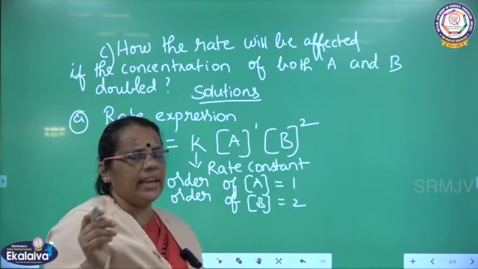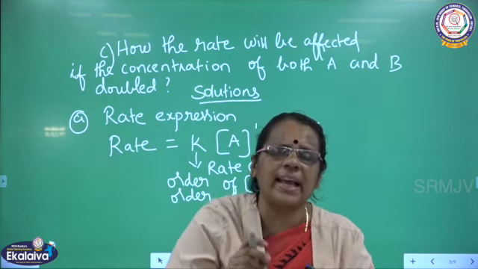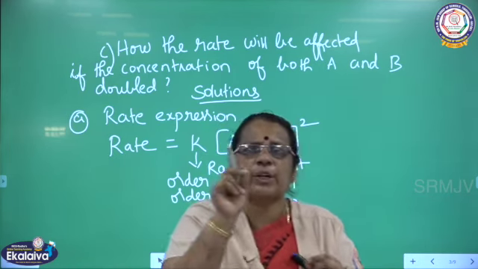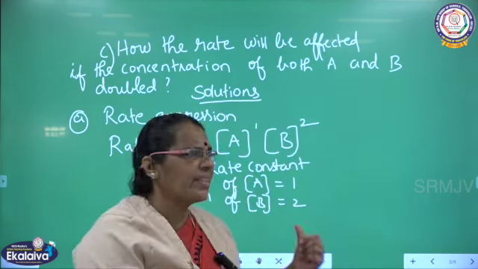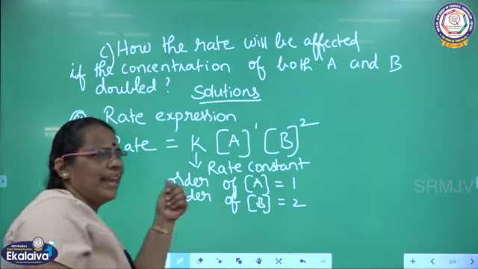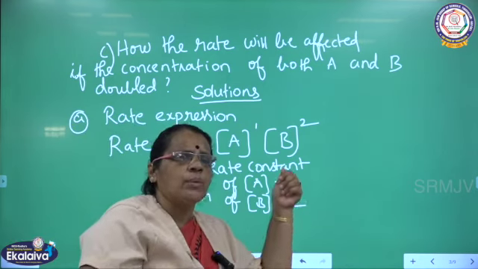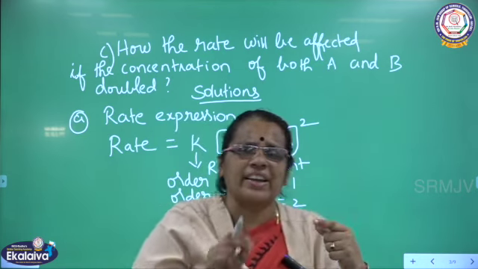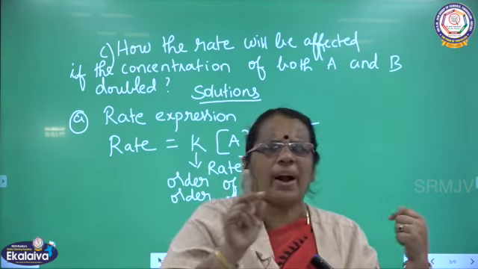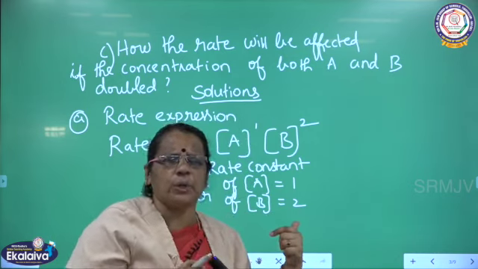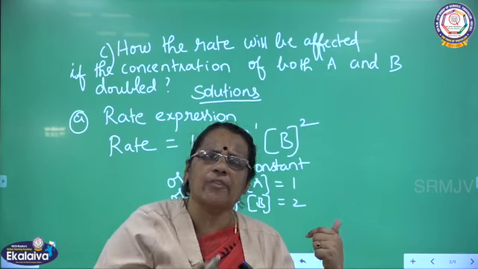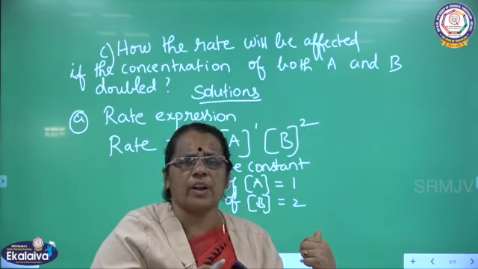So we have written the rate expression for the reaction. With respect to A, the order is 1 and with respect to B, the order is 2. So what is the rate of the reaction? R is equal to K into molar concentration of A whole power 1 into molar concentration of B whole power 2. What is this 1 and 2? The powers 1 and 2 are the order of the reaction. Order of A is 1 whereas order of B is 2.